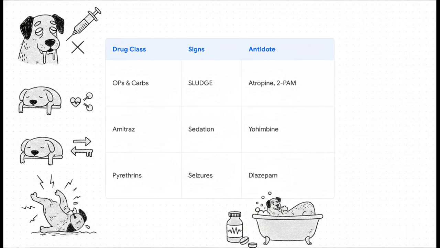For pyrethrin toxicity, there actually isn't a specific chemical antidote. Instead, you're controlling the seizures with diazepam, treating the tremors with methocarbamol, and bathing the animal immediately with dish soap to halt any further skin absorption.